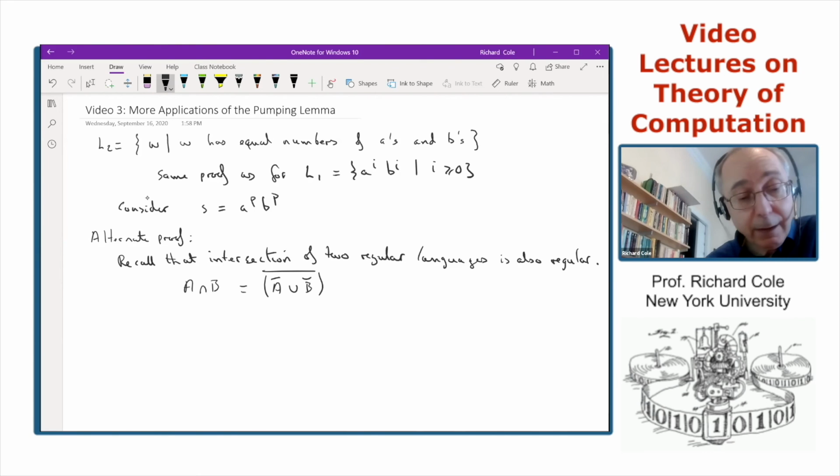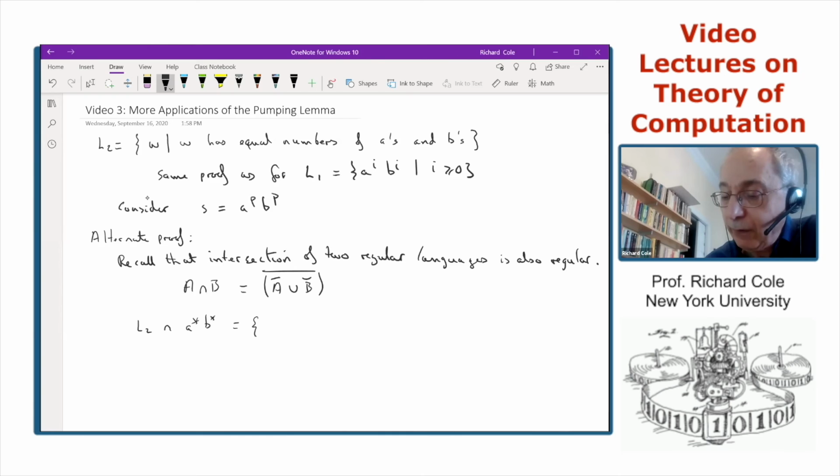Now, let's look at L2 intersect A star, B star. What does A star, B star mean? This is the language of strings that consist of a number of A's followed by a number of B's. And maybe it's 0 A's, maybe it's more than 0 A's, and likewise for the B's. And what is this language?